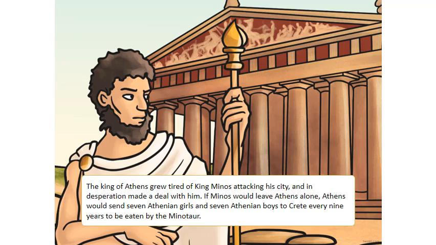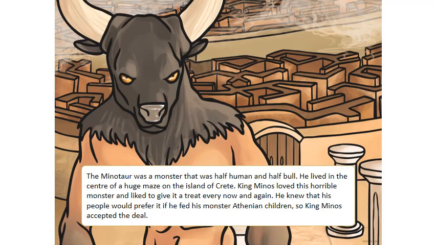Now, who was the Minotaur? The Minotaur was a monster that was half human and half bull. He lived in the center of a huge maze on the island of Crete. King Minos loved this horrible monster and liked to give it a treat every now and then. He knew that his people would prefer it if he fed his monster Athenian children, so King Minos accepted the deal.